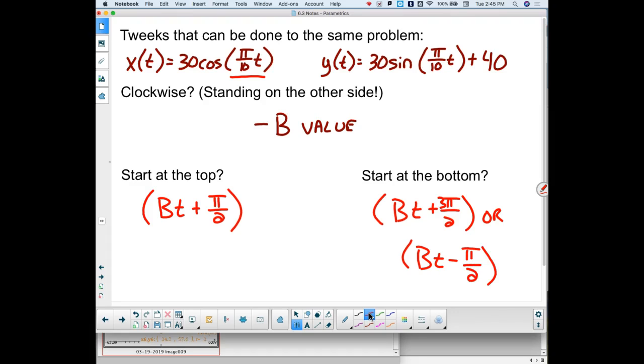What if I want to start not on the right side, but on the left side? Plus pi or minus pi. Yep, either one would get me to the other side. Okay. Those are the major tweaks. So the major tweaks are where you start and which direction you go in. Okay. For a Ferris wheel type of problem. Okay.